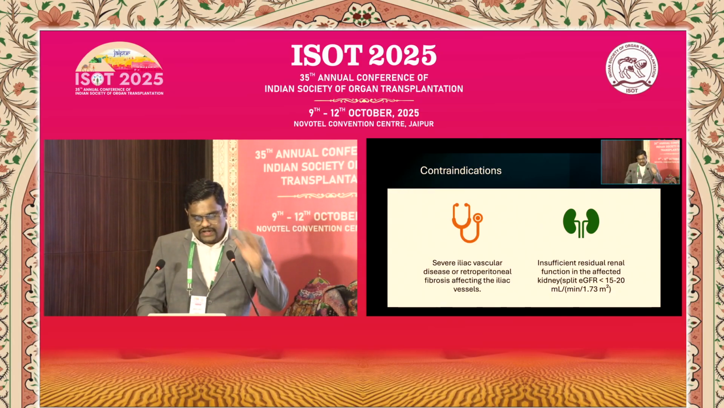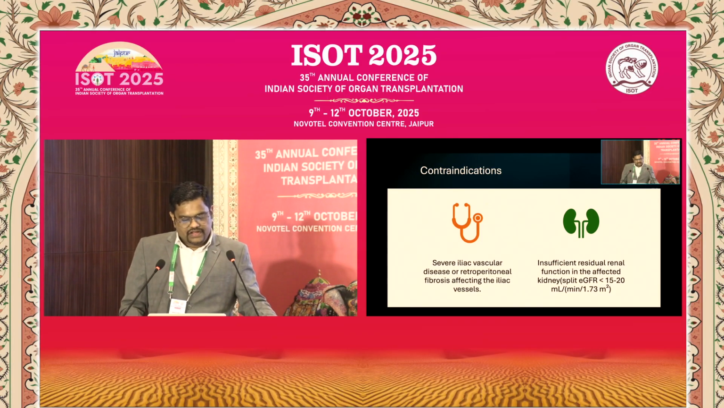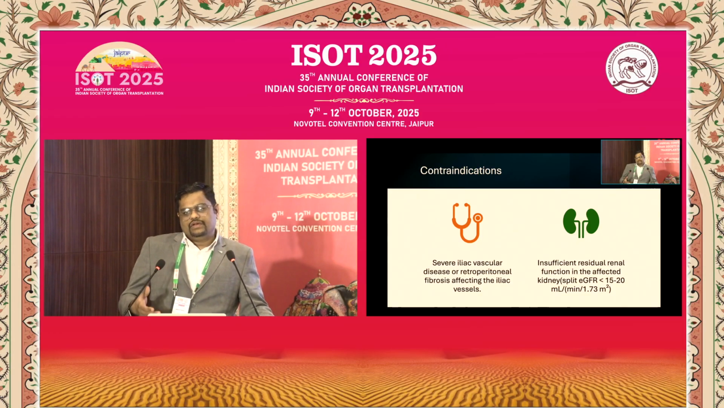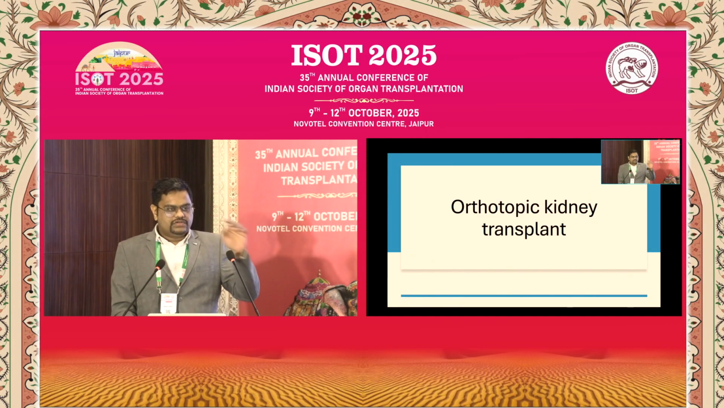Now what are the contraindications of doing an auto transplant? Basically in the iliac fossa, if there is severe iliac vascular disease or retroperitoneal fibrosis involving the iliac vessels, and obviously the kidney that you intend to save has a very low GFR, then it is not worth taking all those efforts of doing an auto transplant in that patient. So this concludes auto transplant.